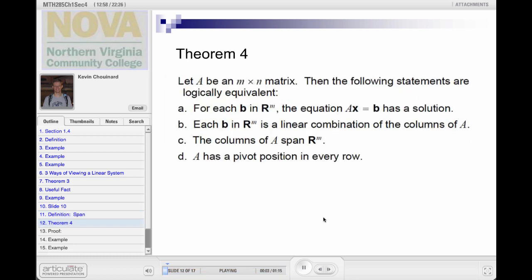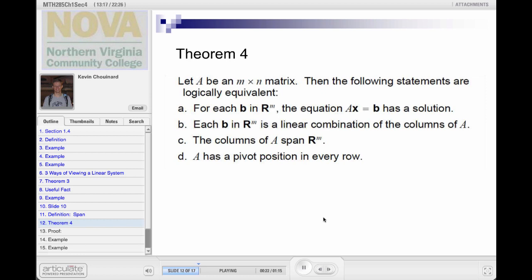Here is a theorem that gives us some equivalent conditions. If we know one of these facts, we know all four of these facts. That's what the equivalent conditions mean. So if you have one of these four statements, you know the other three go right along with it. And here are the four statements.